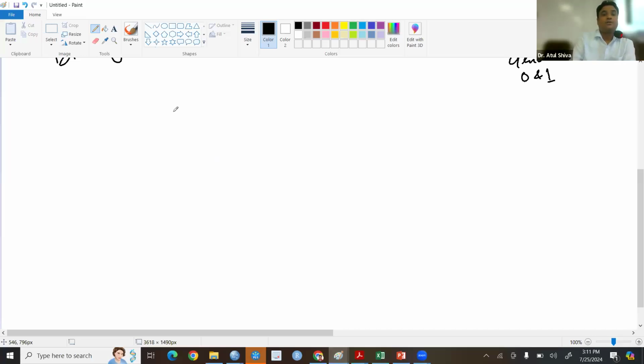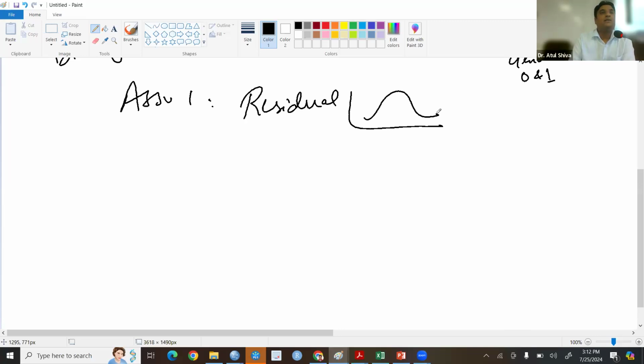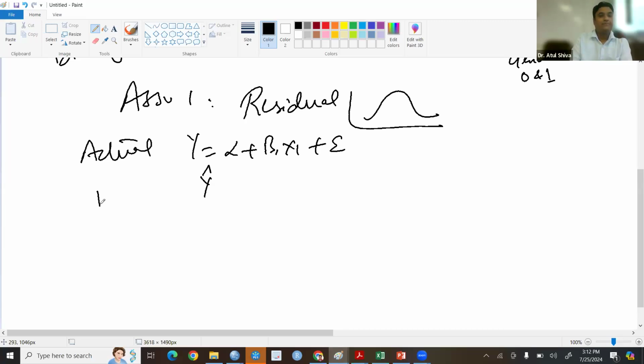Regression has 4 assumptions. Assumption number 1: residuals must be normally distributed. Y is equal to alpha plus beta 1 x1 plus E. With this equation, we get predicted Y. This Y is actual Y and this is predicted Y.